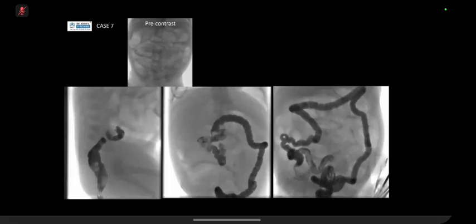Okay, next case. I'm looking at the pre-contrast image first, and I think there are multiple dilated loops of bowel, and the lower images are a lower GI contrast study, and I think the bowel looks small in caliber overall, but contrast is opacifying the entirety of the colon, and there is contrast within the terminal ileum as well. So I think this is microcolon, but with filling defects in the terminal ileum.